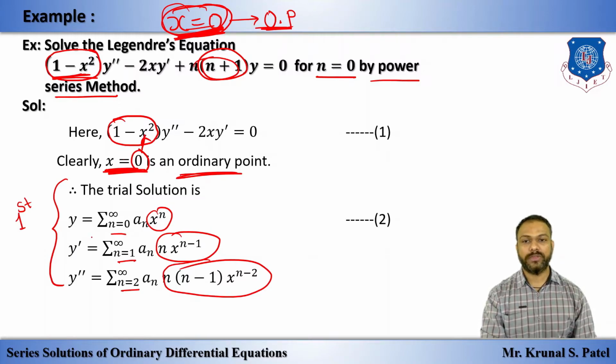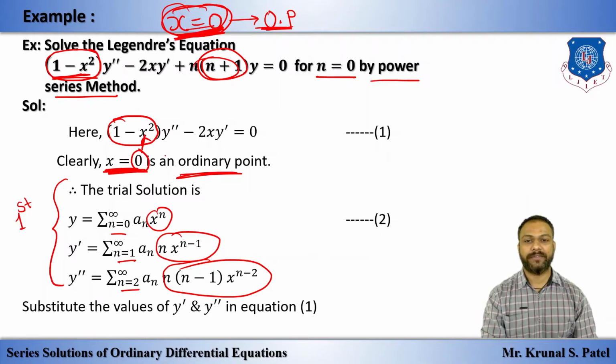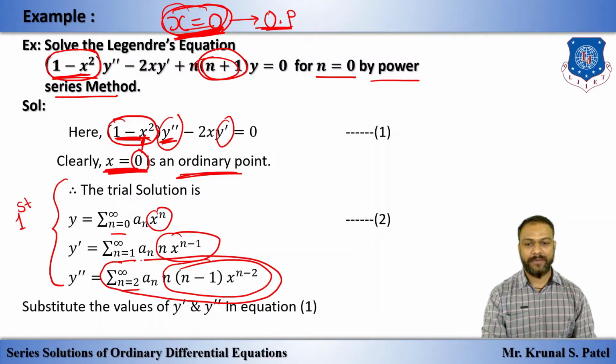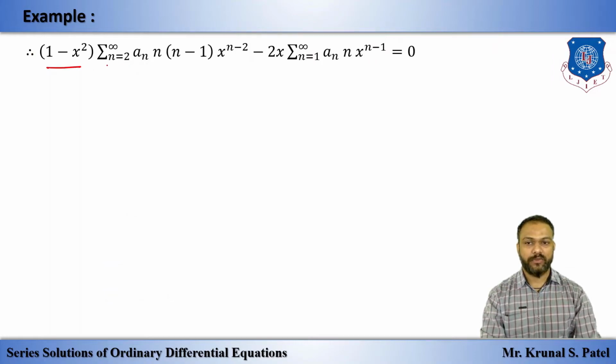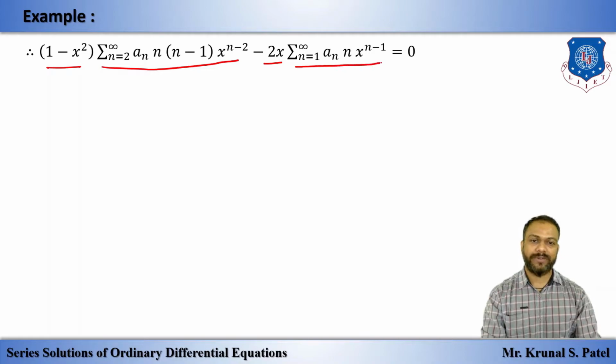Now we'll substitute the value of y dash and y double dash in equation number 1 here and here. Okay, so (1 minus x square) as it is, value of y double dash is this sigma, this entire value. Now minus 2x as it is, and value of y dash is this entire value. Okay, and is equal to 0 as it is. So we will put this value. So we have 1 minus x square as it is, this is the value of y double dash, minus 2x as it is, this is the value of y dash.